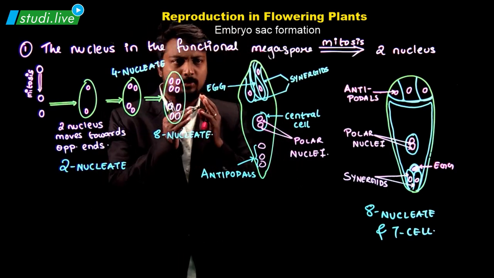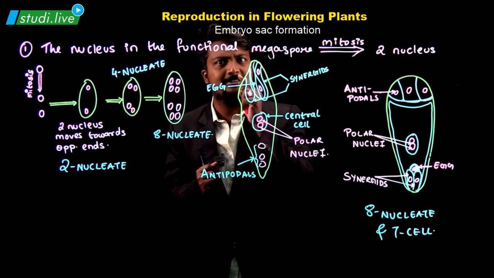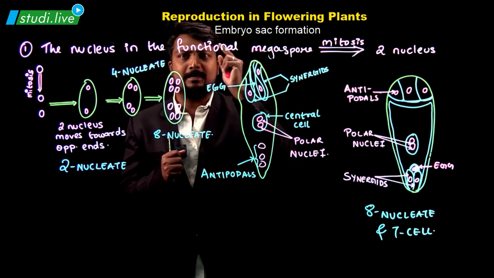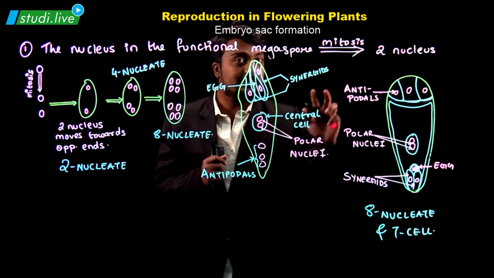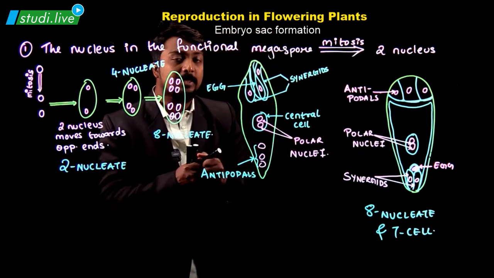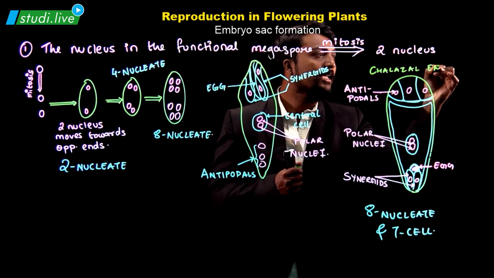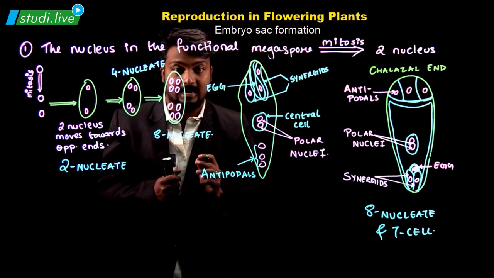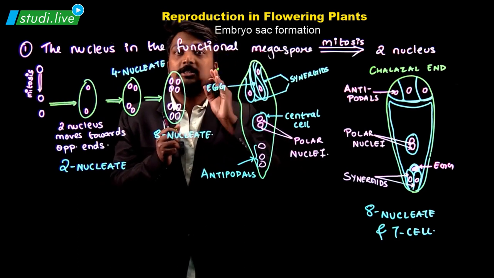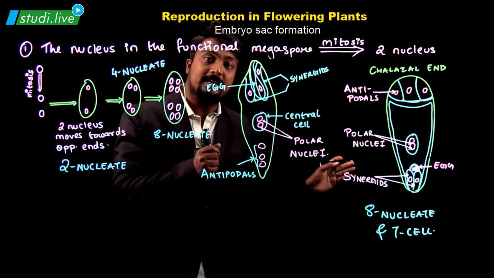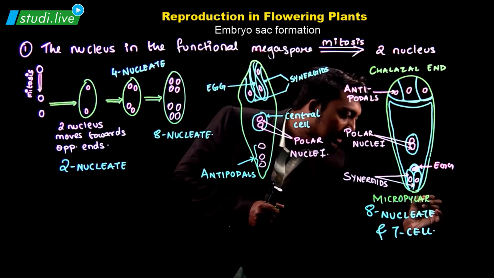Now, in pistil, you all know there are two different ends. One a lower end and one an upper end. Again, a confusion. The lower end, we actually call as the chalazal end and the upper end as the micropylar end, where the micropyle is located. Now, the chalazal end is the end from where the integuments originate. So, let us understand in this diagram, the antipodals are directed towards the chalazal end, from where the integuments originate. Then, obviously, if the antipodals are on the chalazal end, the synergids and the egg should be towards the opposite of chalazal, which is your micropylar end.